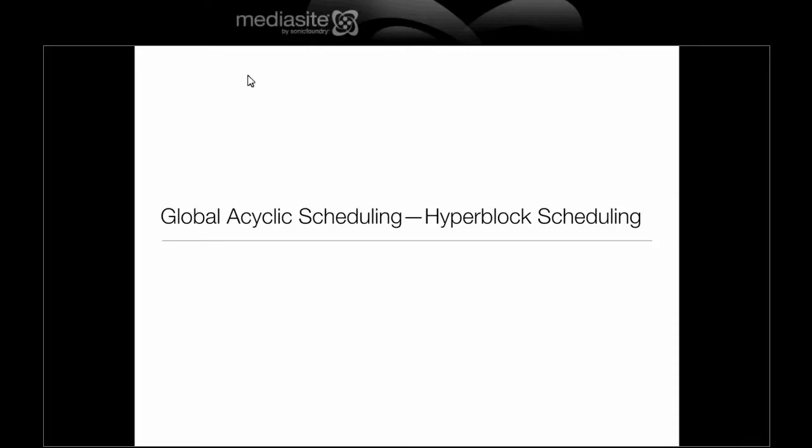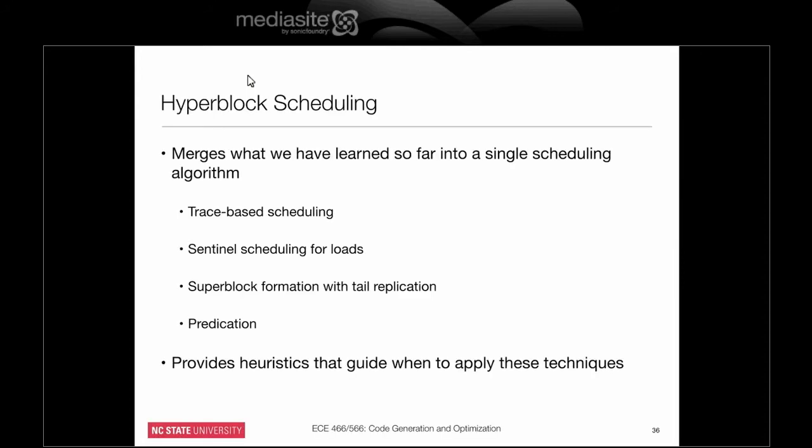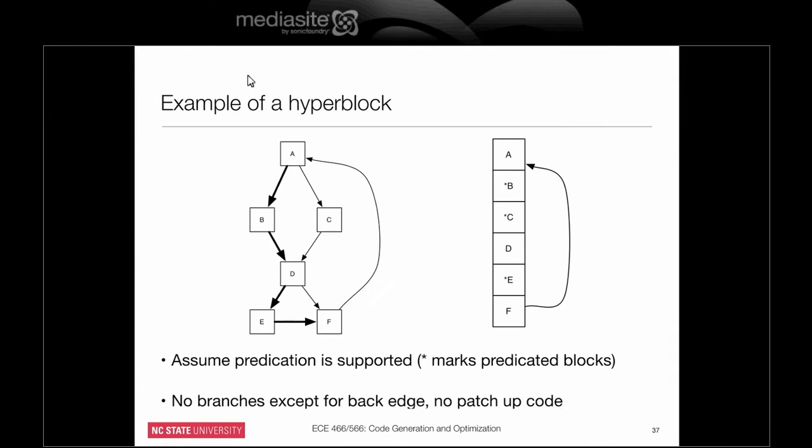All right, in this video, we're going to talk about hyperblock scheduling, and this is the last video on global acyclic scheduling. The idea of hyperblock scheduling is that it's going to merge together all of the other techniques we've learned so far into a single approach. It will integrate trace-based scheduling, sentinel scheduling for loads, superblock formation with tail replication, and predication all together into one big technique. The key concept behind hyperblock scheduling is that we need heuristics that guide when we apply these things and how we do it.